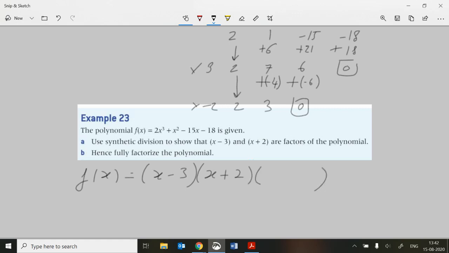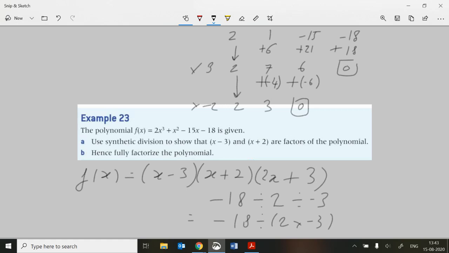And in our last term, we can see that in order to get 2x cubed, we've got to have a 2x there. And in order to get minus 18, we can do minus 18 divided by 2 divided by minus 3. And so that's divided by minus 6 in total. That's the same as saying 18 divided by 2 times minus 3. That's what I'm doing there. And therefore, that's giving us an answer of 3. It's giving us plus 3.